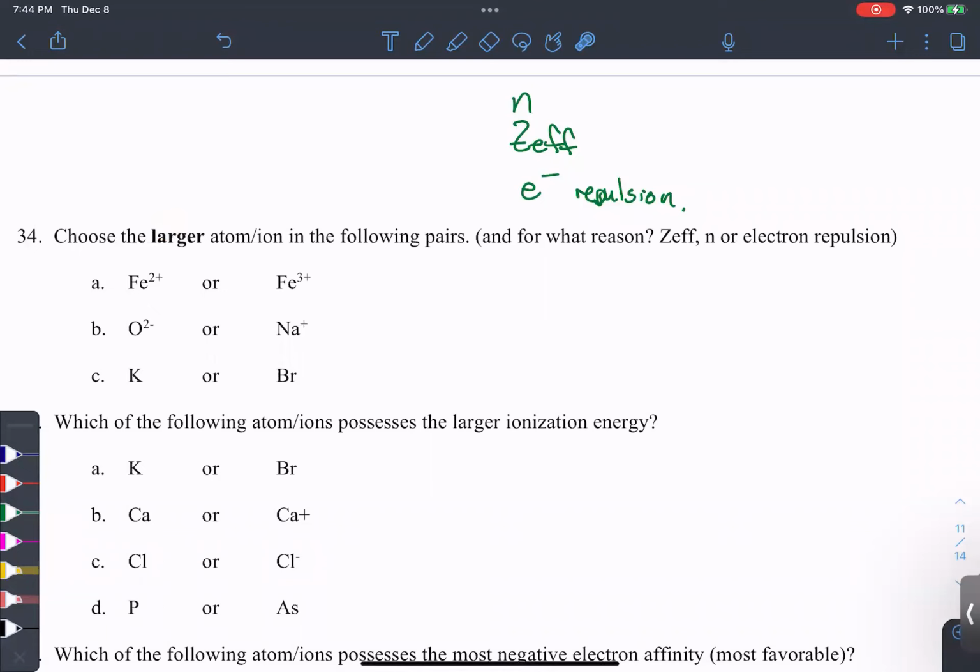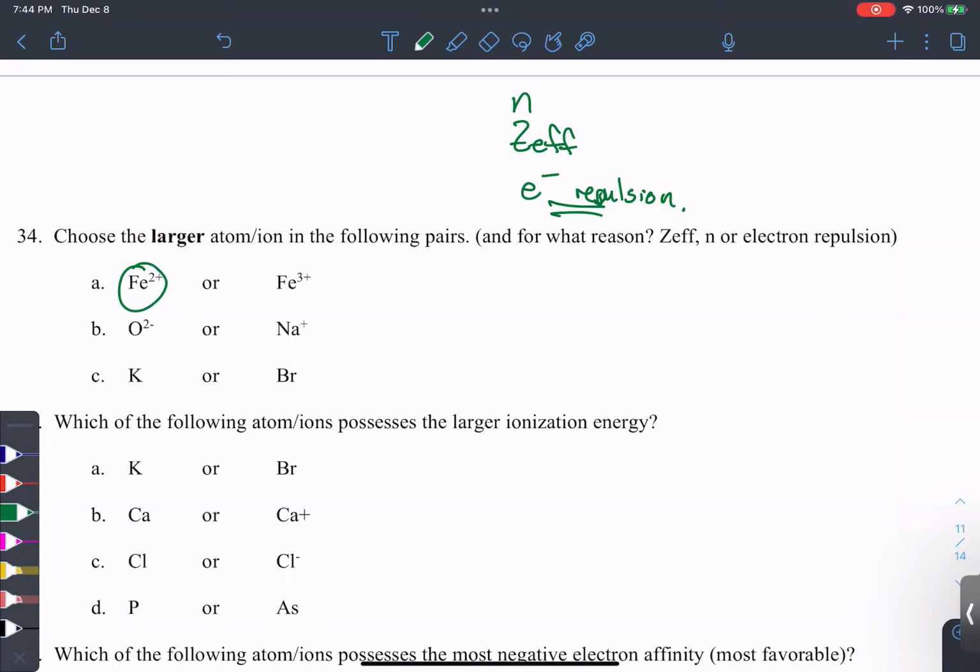And for what reason? Iron 2+ or iron 3+? 2+. Why? Because it has more electrons. Yeah, so basically it's that third reason, electron repulsions. Okay, oxygen 2- or sodium plus.